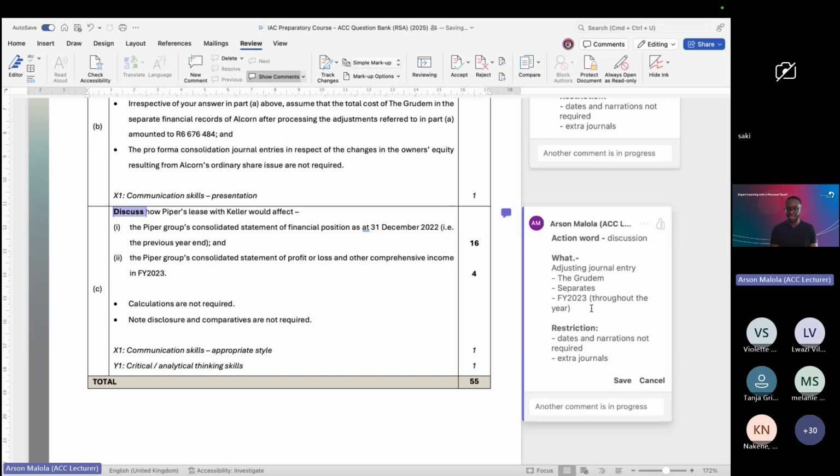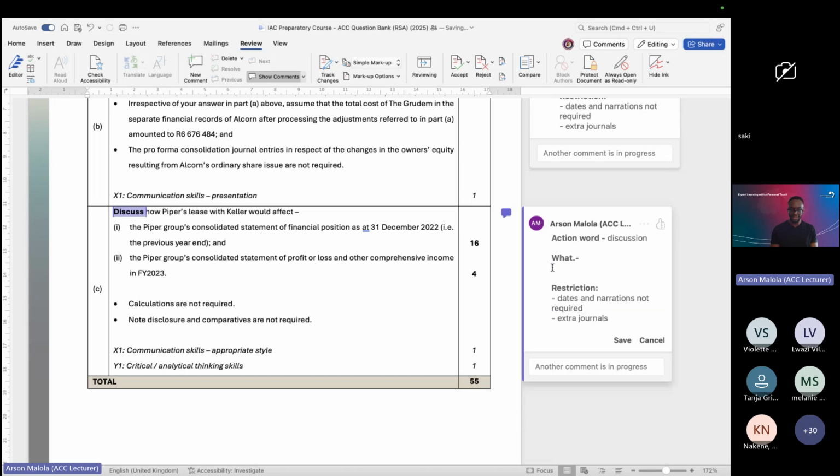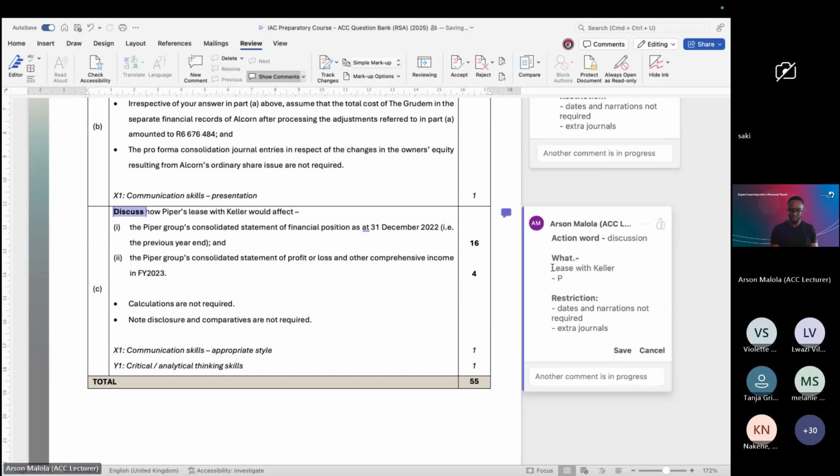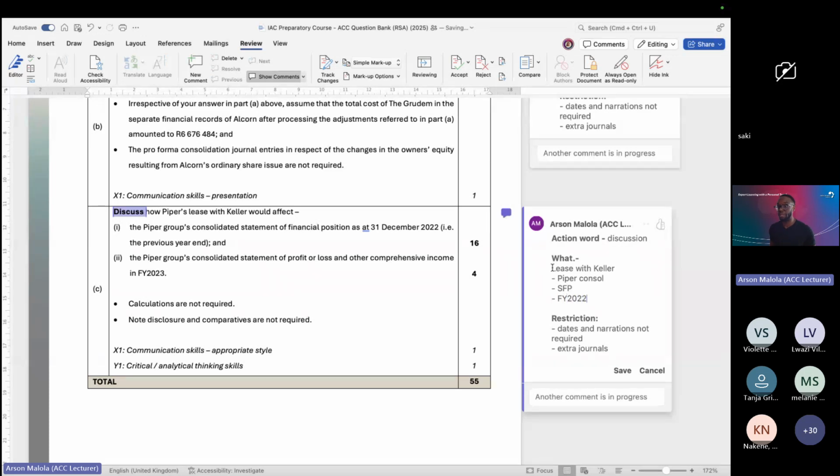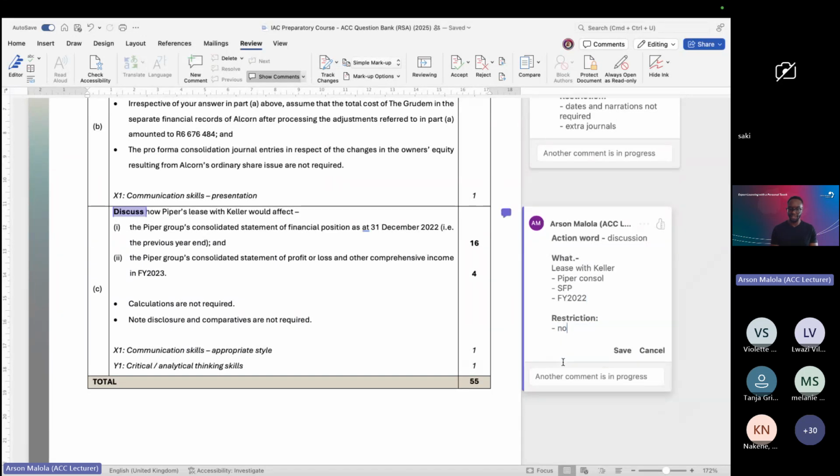What am I discussing? The key things that I mentioned and that become quite important is the lease with Keller, right? But specifically in the Piper consolidated financial statements, in the statement of financial position, in financial year 2022. So in the previous periods, right? So those are the what that become quite important. What restrictions do I need to think about? No calculations.